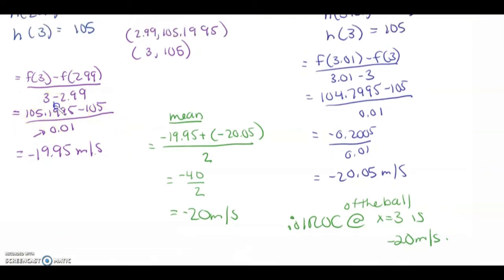I'm sorry, these were supposed to be backward. F at 3 is 105. F at 2.99 is 105.1995. I had them reversed. That's going to be the issue if you reverse them. Now it is correct. It is a negative number, so that's correct. But if you put them this way, which is incorrect, I'm going to put a line through it, you're going to get positive. So reversing either the numerator or the denominator and not putting it in the correct order will give you the opposite sign.